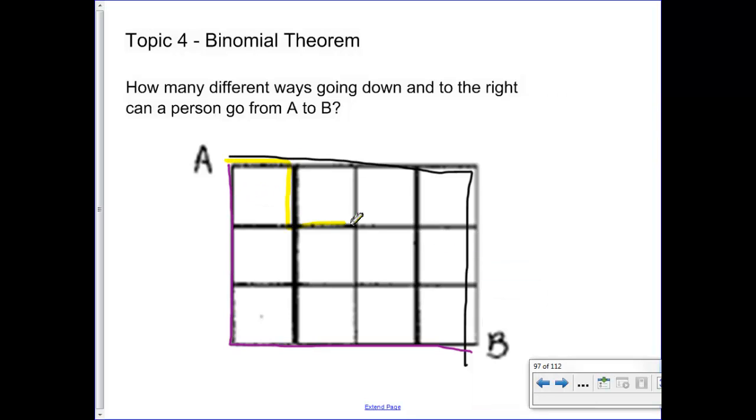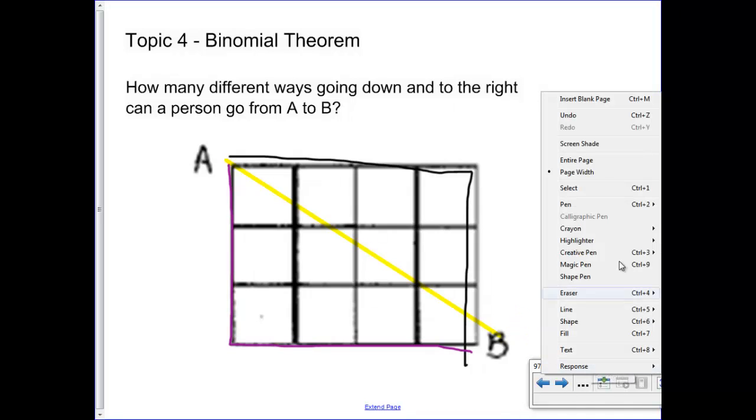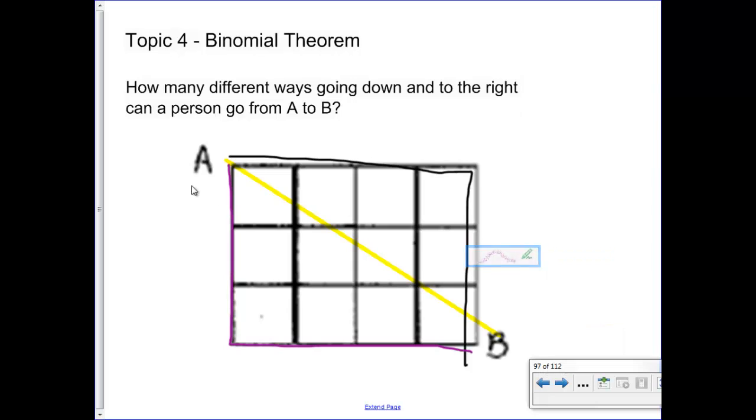You could go like this. That would get you from A to B. Or straight. Or apparently it autocorrects it to straight. Let's use the crayon. You could do this. Here to there, to there, to there, to there. That would get you from A to B. The only rules we have are that you can only go down and to the right. Because otherwise you could do this.